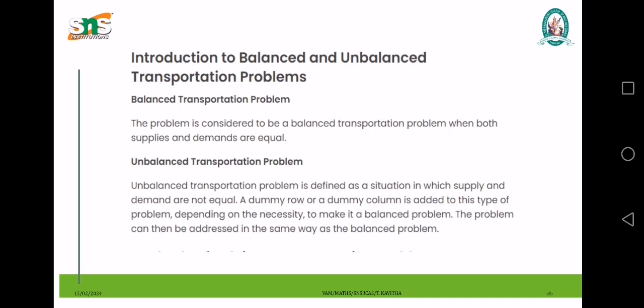There are two types of transportation problems, one is balanced transportation problem and the other is unbalanced transportation problem. The problem is considered to be balanced when both supplies and demands are equal. Suppose the supplies and demands are not equal, then that problem is called unbalanced transportation problem. In this situation, a dummy row or a dummy column is added, depending on the necessity, to make it a balanced problem. The problem can then be addressed in the same way as the balanced problem.